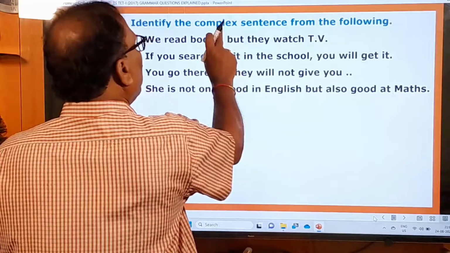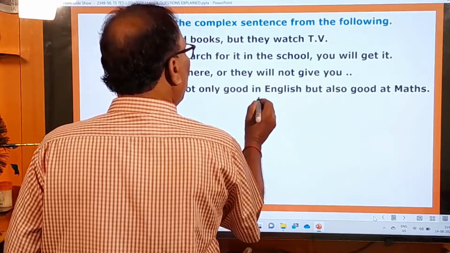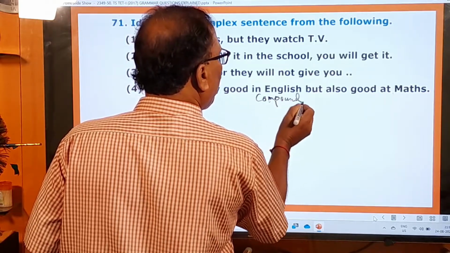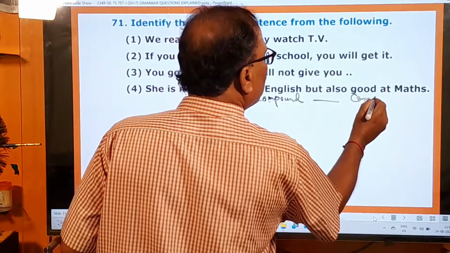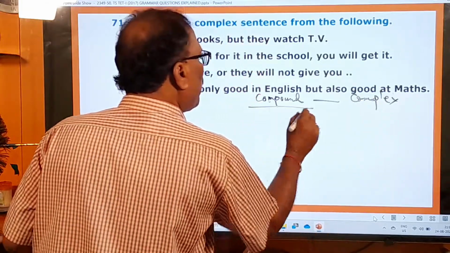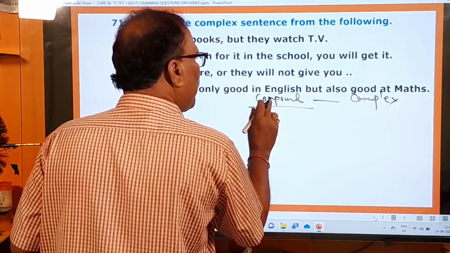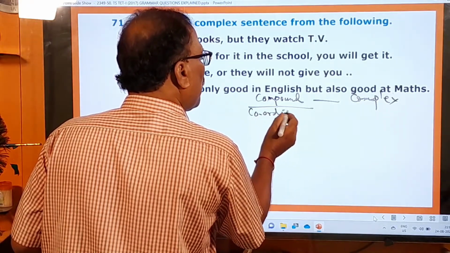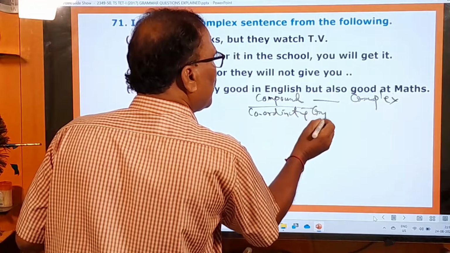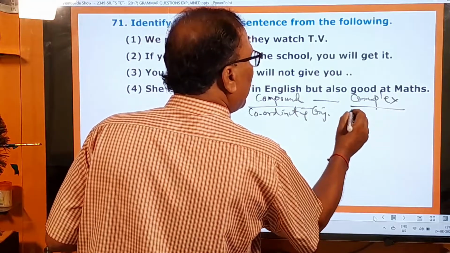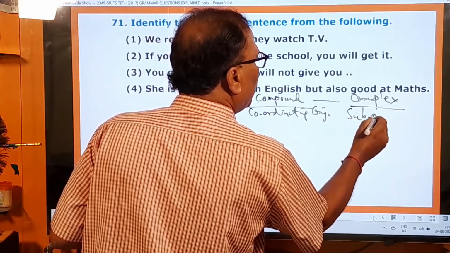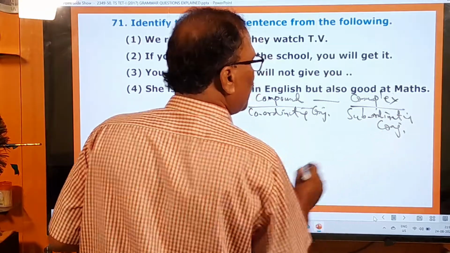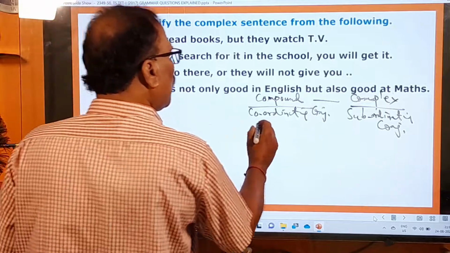So here, complex sentence, and let me tell you about the compound sentences. Compound and complex. Compound sentences are composed of, made of coordinating conjunctions. Coordinating conjunctions. And complex sentences are made of subordinating conjunctions. Subordinating conjunctions. Right. Then what are the coordinating conjunctions?